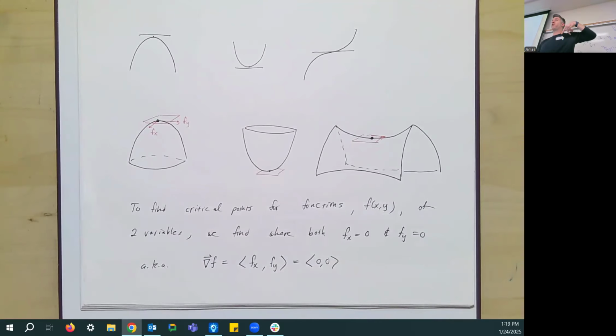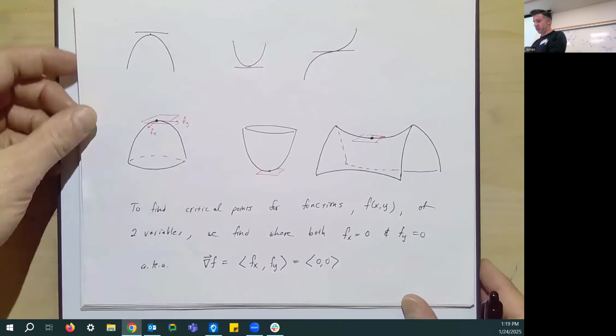So when we're trying to find critical points of a function of two variables or a surface, you're looking for the points where both the derivative in the x direction and the derivative in the y direction are both 0 at the same time. And we'll talk more about that as we go on here because sometimes you can trick yourself into thinking you have a critical point when you really don't. So let's look at some easy-ish examples here.